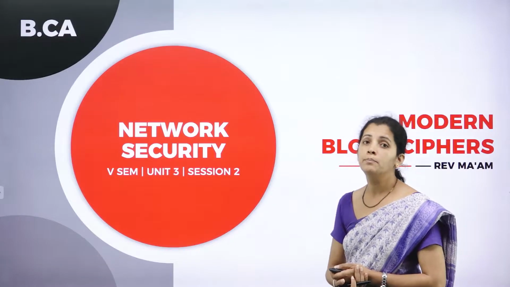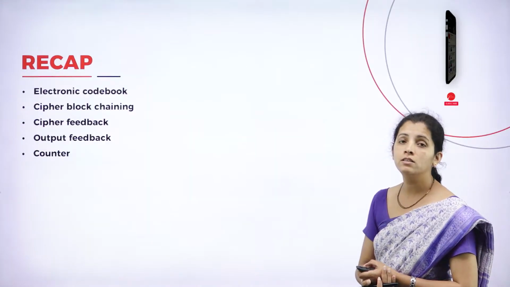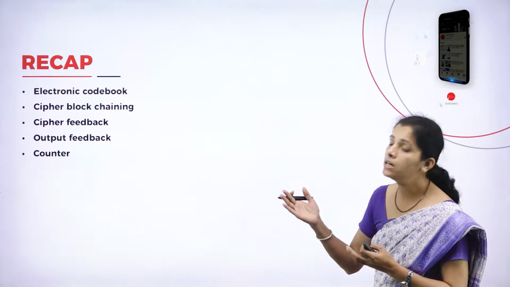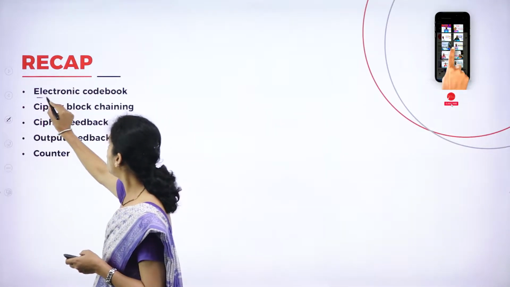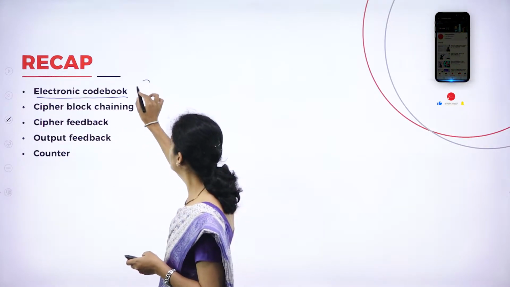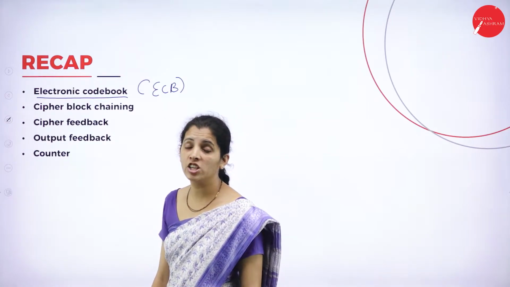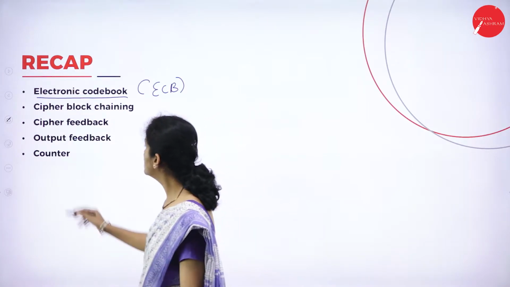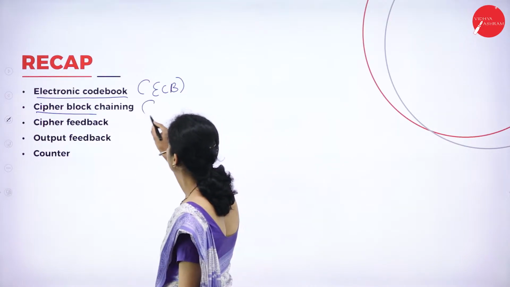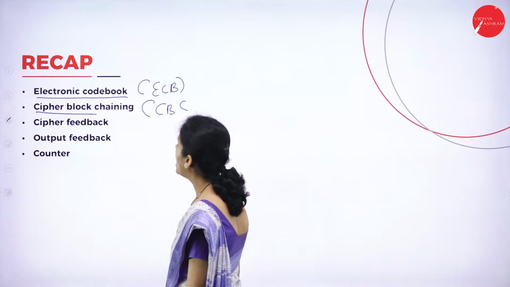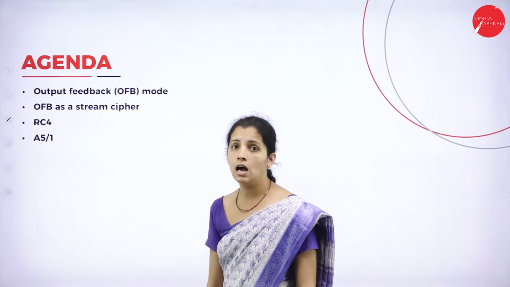So dear students, before starting today's session, let me recall the topics which I covered in the previous session of this unit. I started with what is electronic code book, that is ECB, what are the applications and what are the advantages we discussed. Along with that, I covered cipher block chaining, that is CBC, and cipher feedback. These are the topics I covered in my last session.